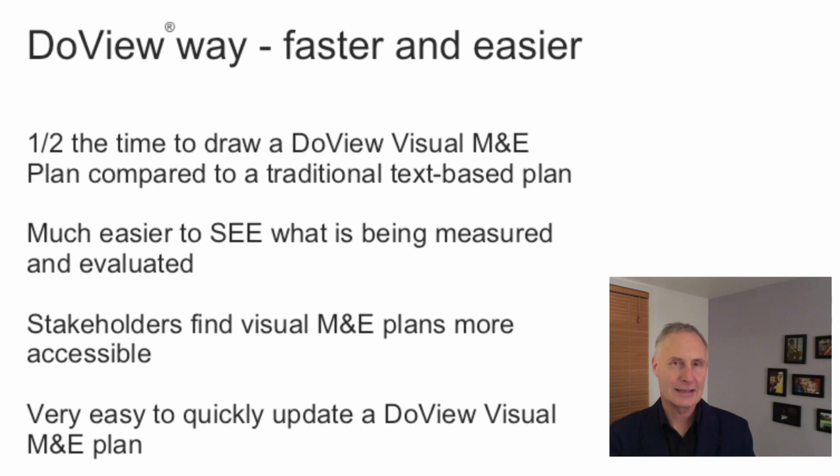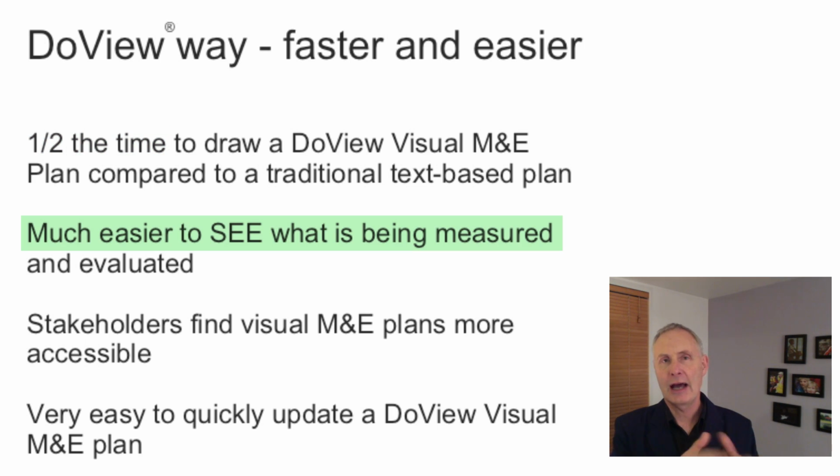You can actually build these visual plans in about half the time it takes to write a traditional M&E plan. So it's a real saving of time, which these days is really, really important as we all try to be more efficient and use our resources more efficiently. With these plans, it's much easier to see what is being measured and what's not. It's just that idea of a picture is worth 1,000 words.